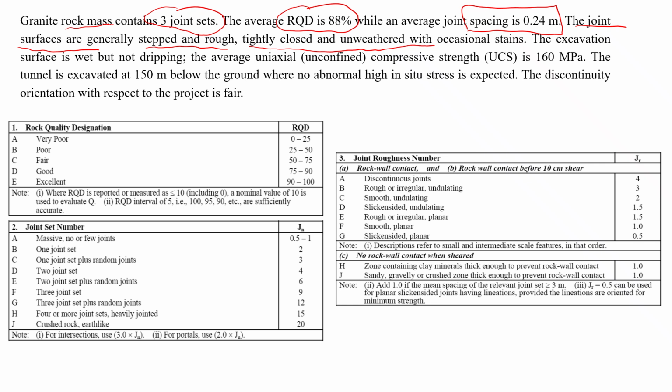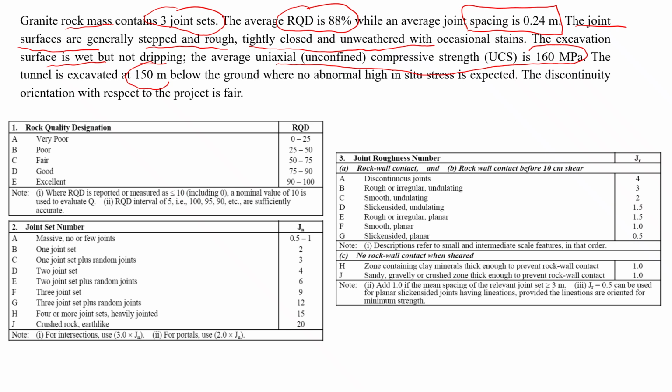So that's what we will need to know as well. And then, given that the surface is wet but not dripping, and we're also given some information about unconfined compressive strength, that will be for the stress reduction factor. And for groundwater condition, we are going to use these numbers. I will show you how we can do that.